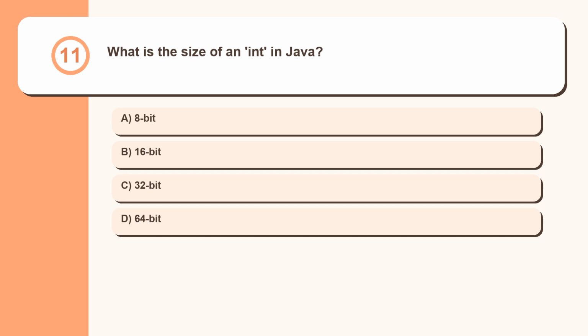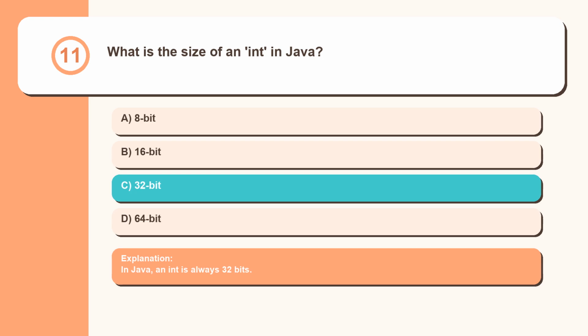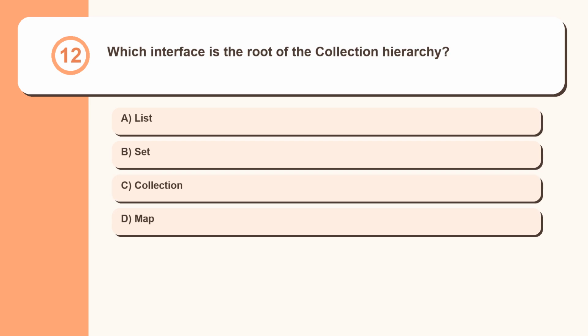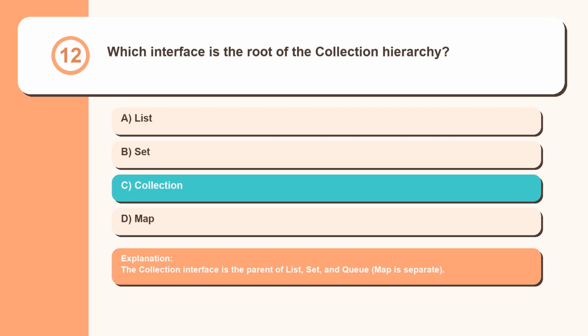Question 11. What is the size of an int in Java? 8-bit, 16-bit, 32-bit, 64-bit. In Java, an int is always 32 bits. Question 12. Which interface is the root of the collection hierarchy? List, Set, Collection, Map. The Collection interface is the parent of List, Set, and Queue. Map is separate.